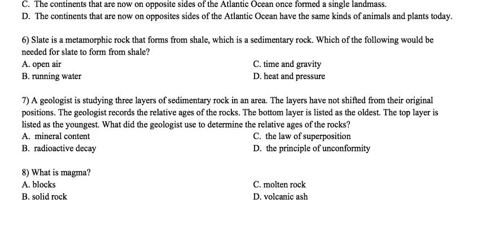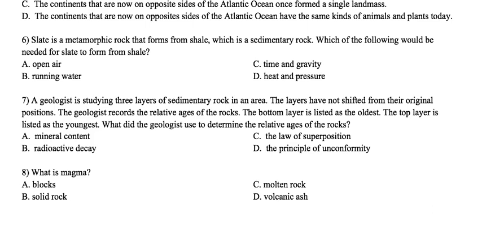Question 7. A geologist is studying 3 layers of sedimentary rock in an area. The layers have not shifted from their original positions. The geologist records the relative ages of the rock. The bottom layer is listed as the oldest. The top layer is listed as the youngest.